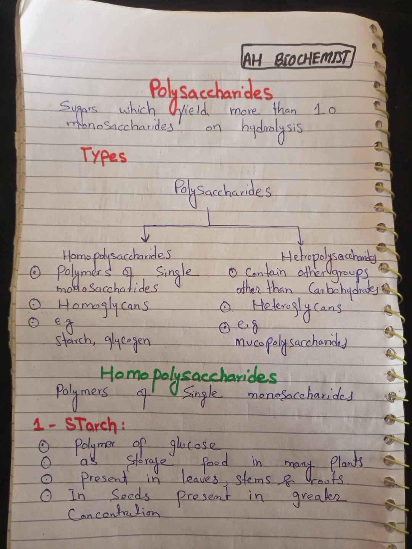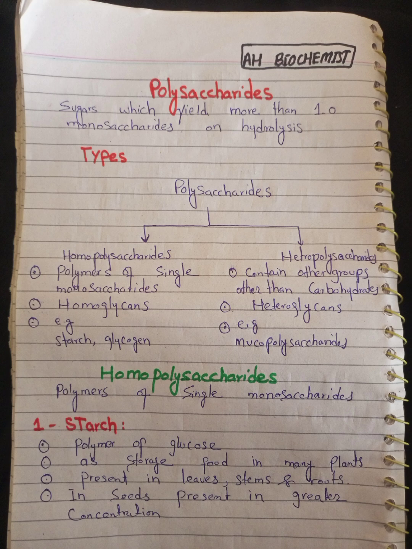Today, the topic of discussion is polysaccharides. Polysaccharides, the sugars, those sugars which yield more than 10 monosaccharides on hydrolysis are called polysaccharides. There are two types of polysaccharides, homopolysaccharides and heteropolysaccharides.